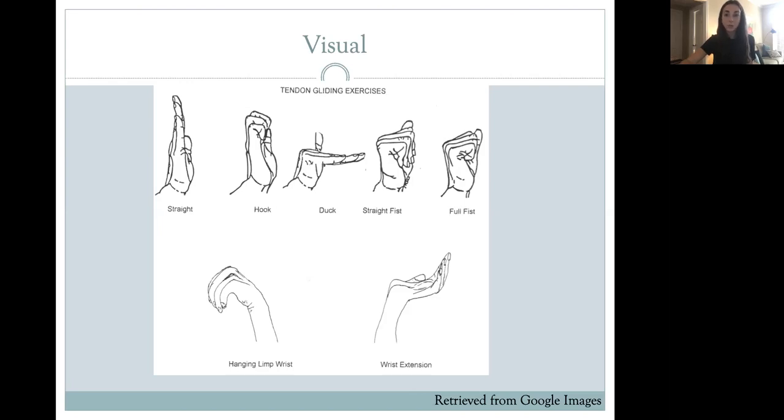Another example of a visual aid would be a calendar. This is especially important for things like medication management and making sure that they understand that visual reminder of what they're doing and what they're taking and when they're doing it.